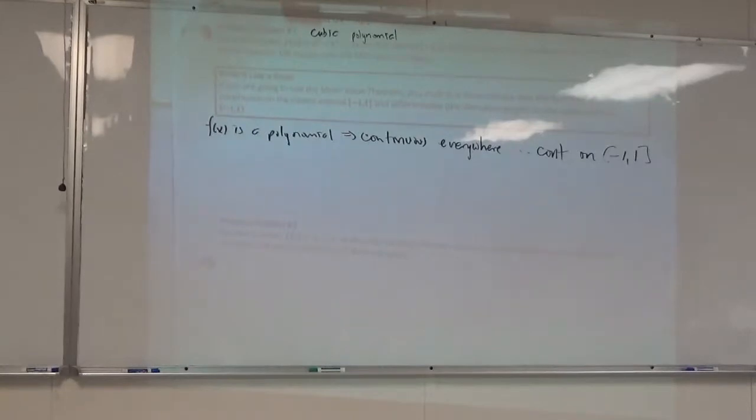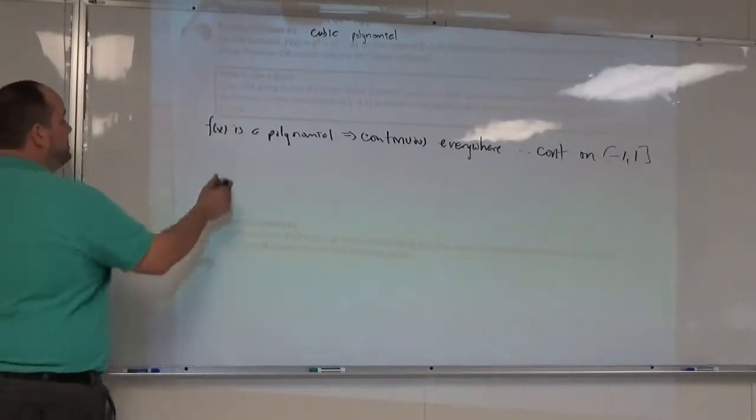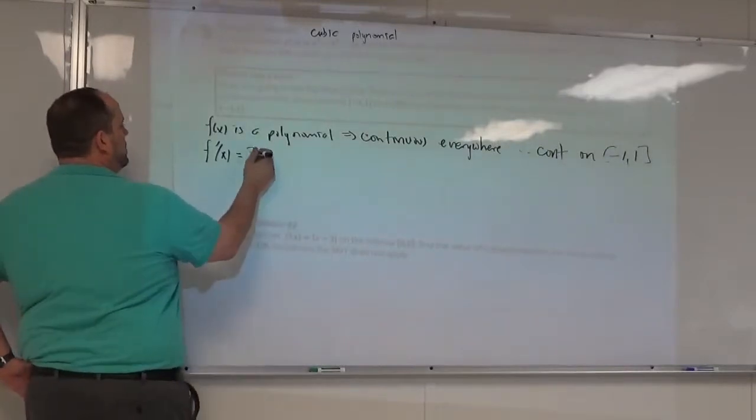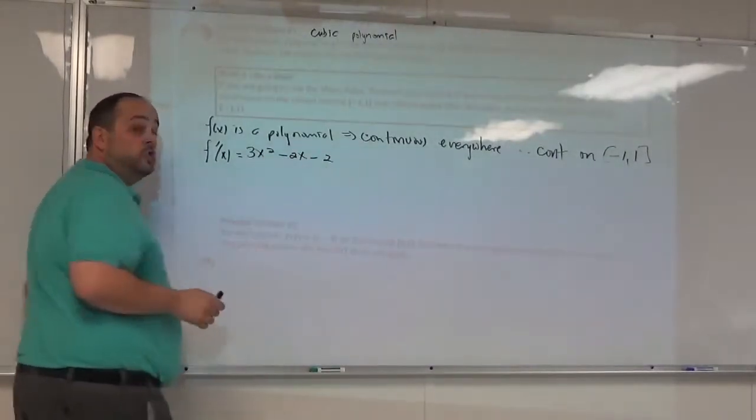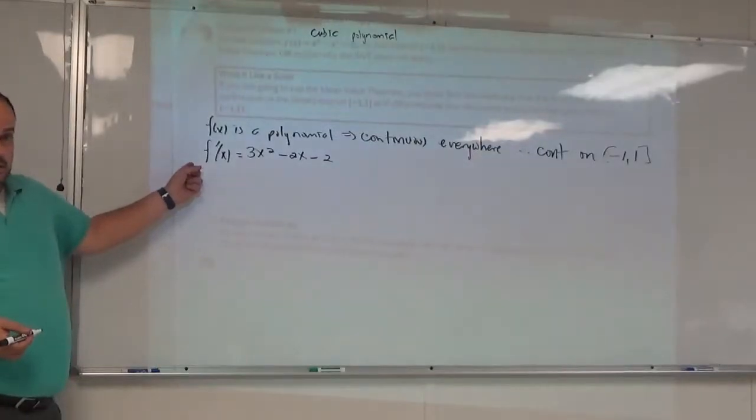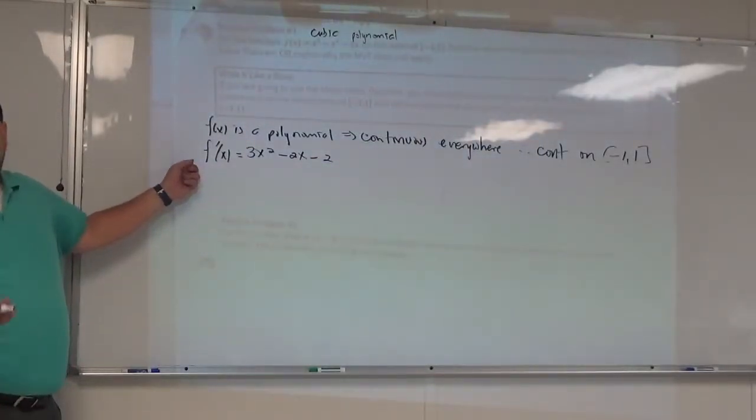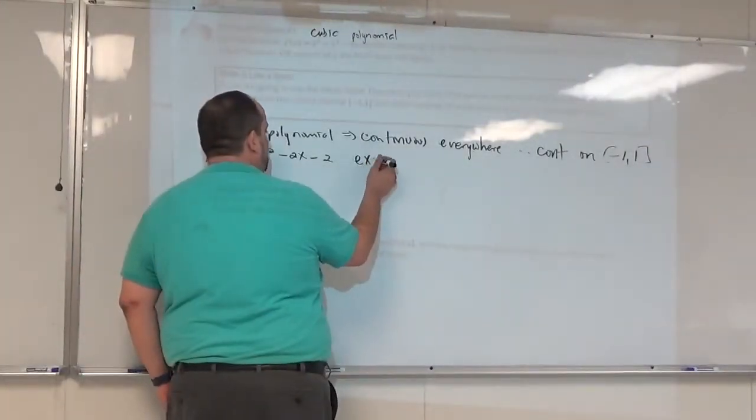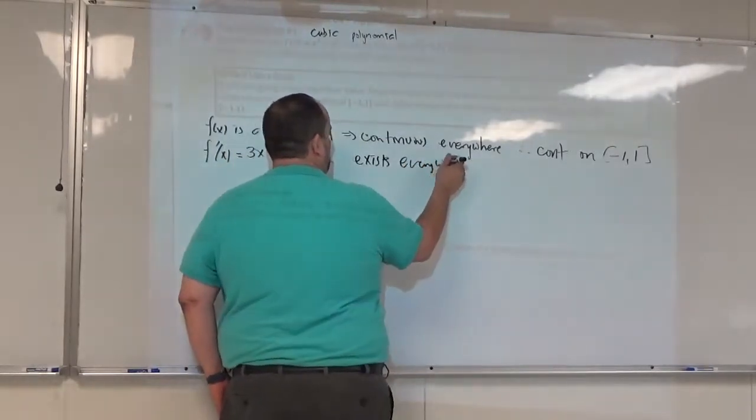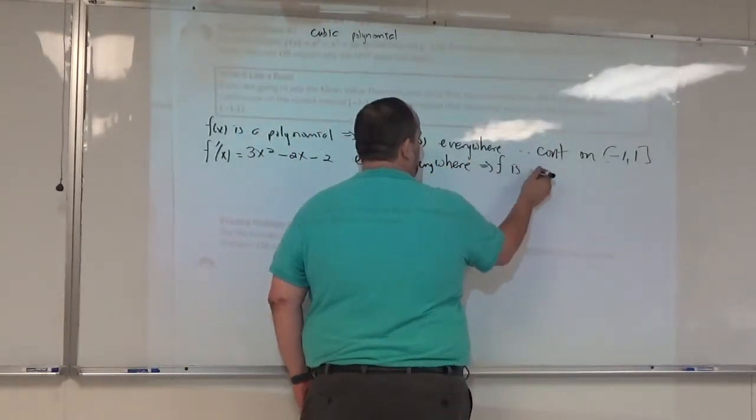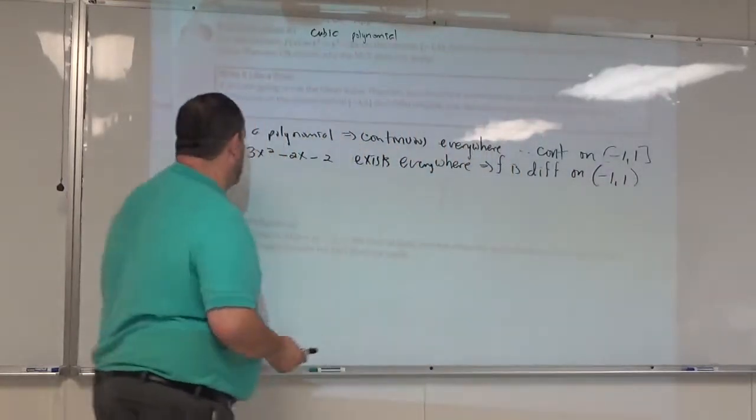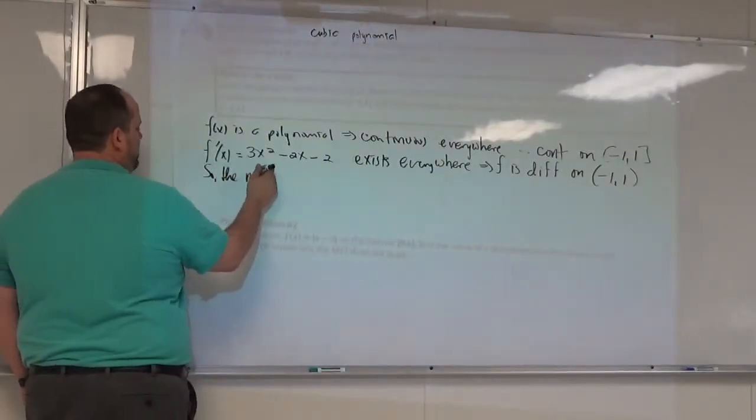We've established continuity. Next thing: differentiable. Does that derivative exist everywhere? Go find that derivative. What is that? 3x squared minus 2x minus 2. Does that exist? It has to exist, right? I'm not dividing by 0, no square roots, no nothing. So f prime exists everywhere, which means f is differentiable on, be careful here, parentheses, (-1, 1). So the MVT applies.